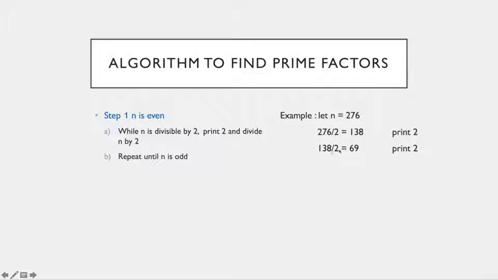So we have another division by 2, and we get 69. That's no longer an even number; it becomes an odd number. Then we go to the next step. So in here, we have 2 and 2 as the factors.